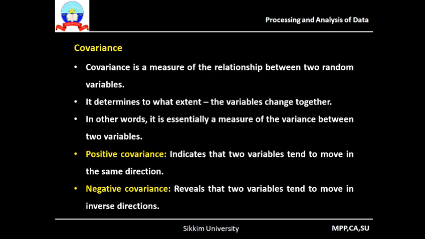Now let us move on to covariance. Covariance is a measure of the relationship between two random variables. It determines to what extent the variables can change together. In other words, it is essentially a measure of the variance between two variables. There can be two types of covariance: positive covariance and negative covariance. Positive covariance indicates that two variables tend to move in the same direction, whereas negative covariance reveals that two variables tend to move in the inverse direction.